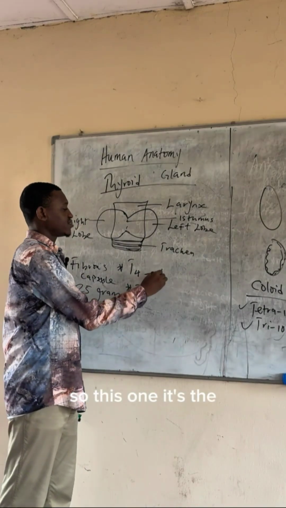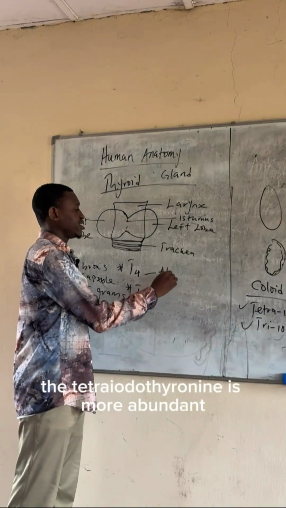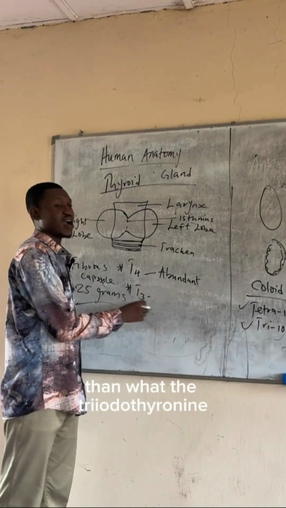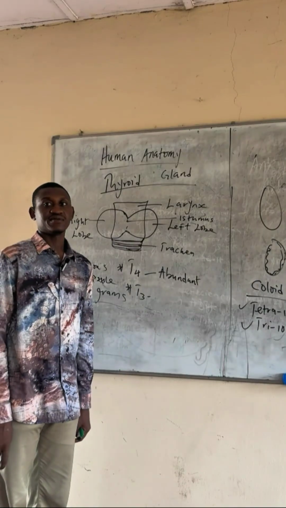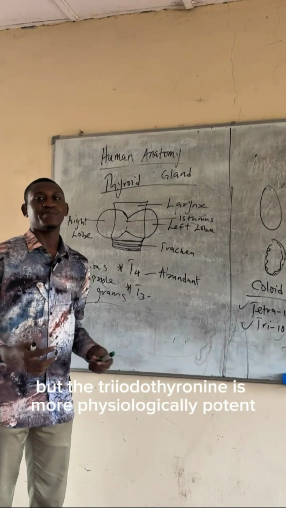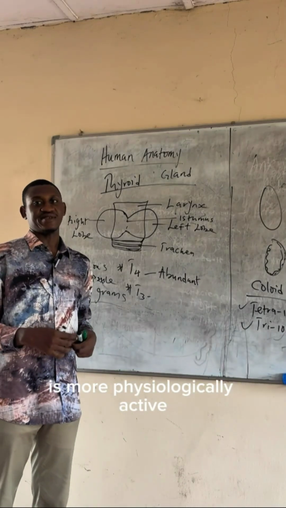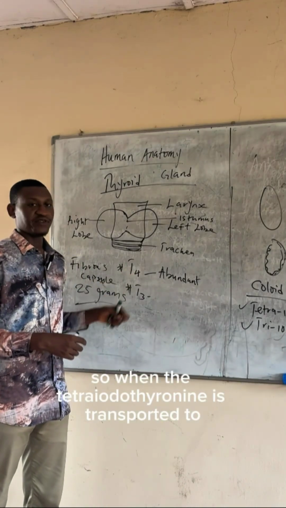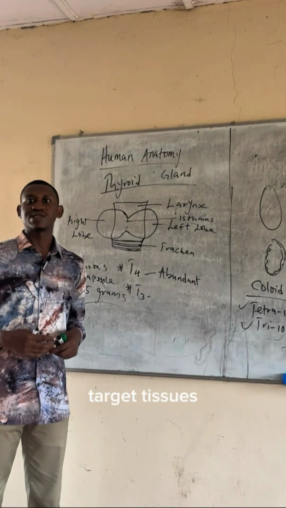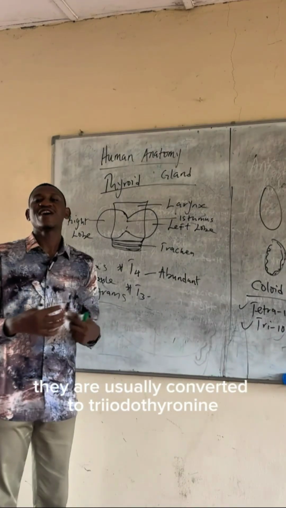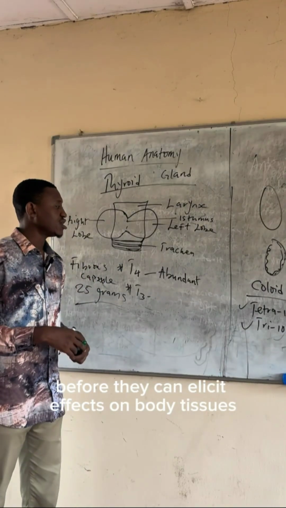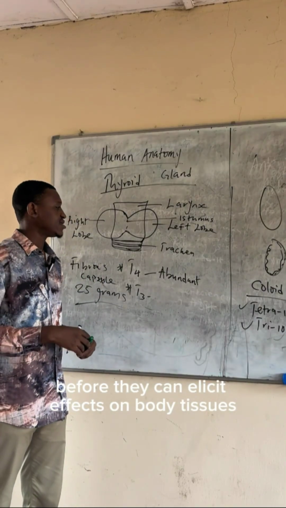Tetraiodothyronine is more abundant than triiodothyronine. But triiodothyronine is more physiologically potent, more physiologically active. So when tetraiodothyronine is transported to target tissues, it is usually converted to triiodothyronine before it can elicit effects on body tissues.